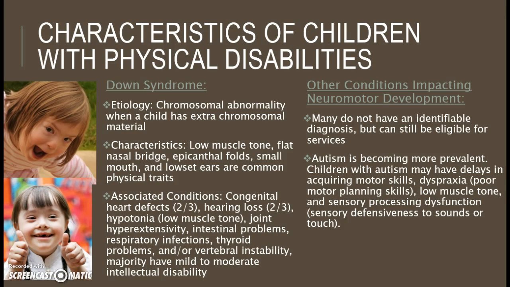Down syndrome is caused by a chromosomal abnormality when a child has an extra chromosomal material. Some characteristics of this disorder include low muscle tone, flat nasal bridge, epicanthal folds of the eyes, small mouth, and low-set ears, which are common physical traits. Conditions associated with this are congenital heart defects, which takes place in 2/3 of the people with Down syndrome, hearing loss, which also takes place in 2/3, hypotonia, or low muscle tone, joint hyperextensivity, intestinal problems, respiratory infections, thyroid problems, and/or vertebral instability, and a majority also have a mild to moderate intellectual disability.